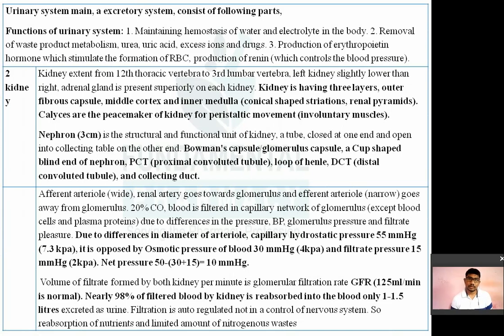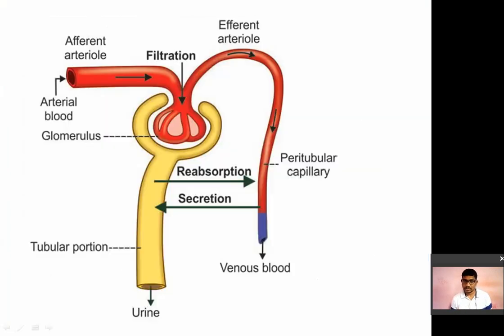We have seen the different functions of the urinary system. We have seen the different parts of the urinary system. Two kidneys are there. Then we have also seen this part. So I will explain this now: how ultrafiltration occurs in the nephron of the kidney.